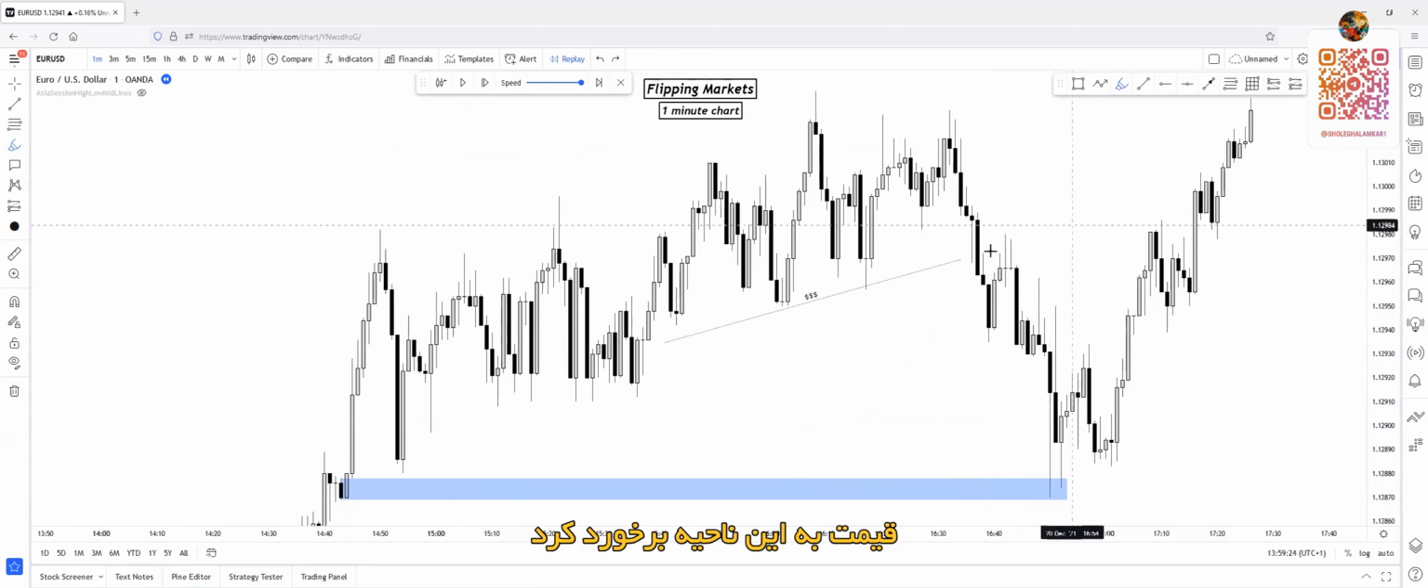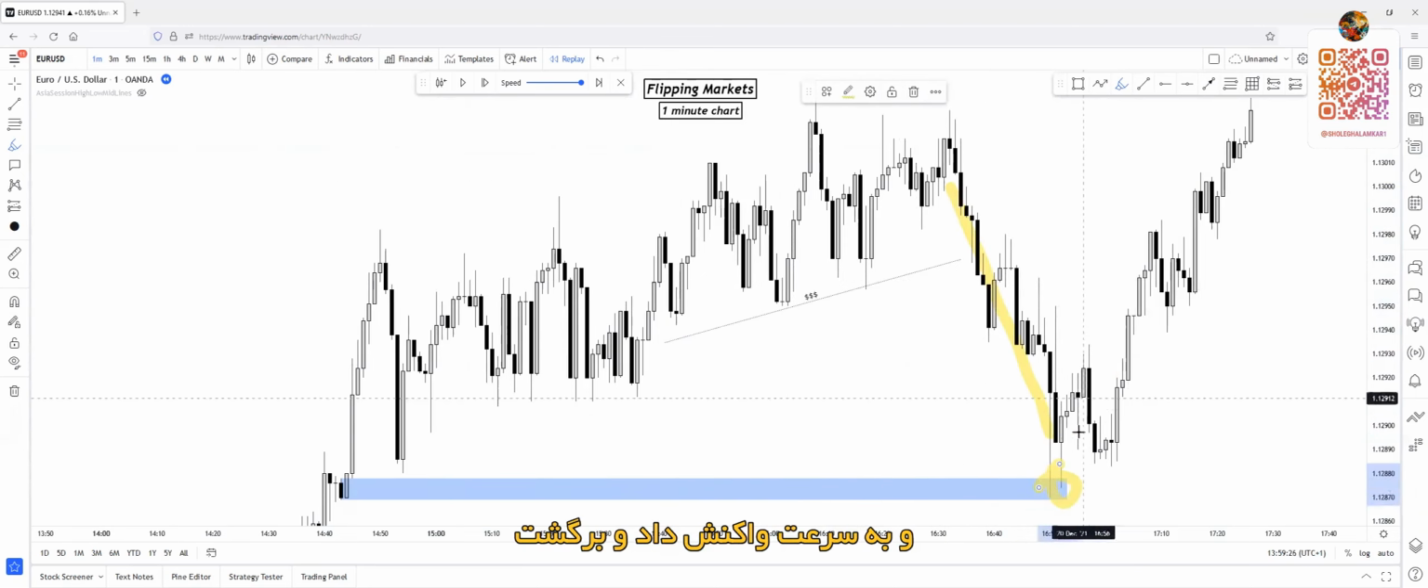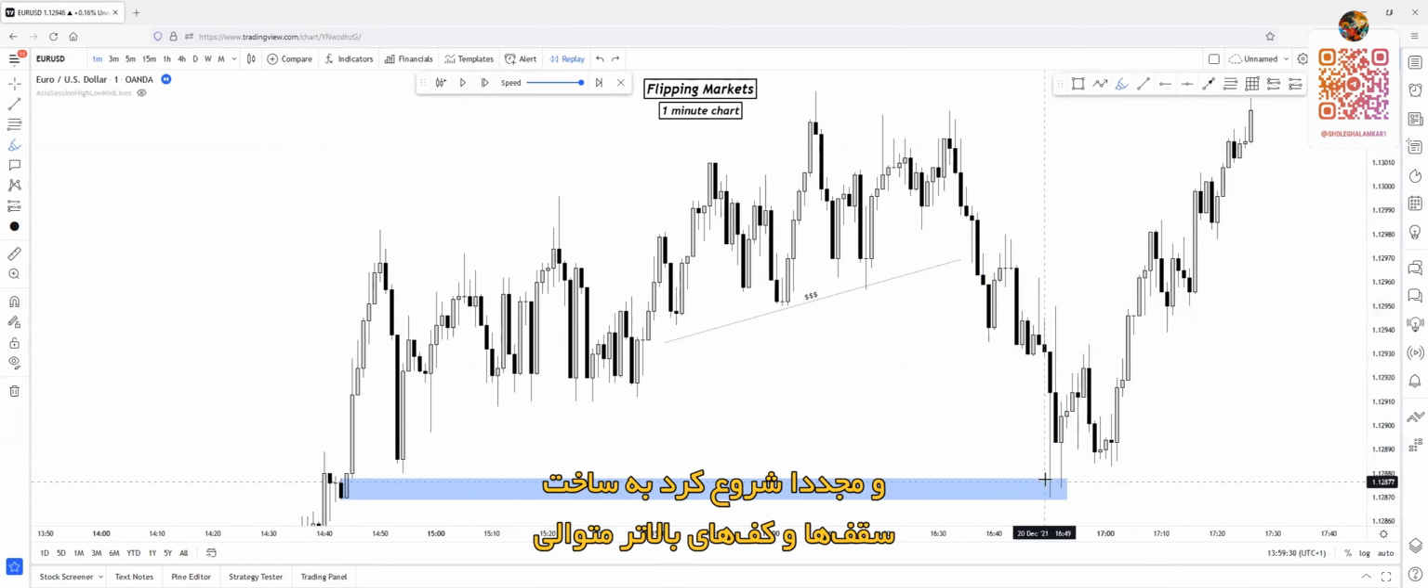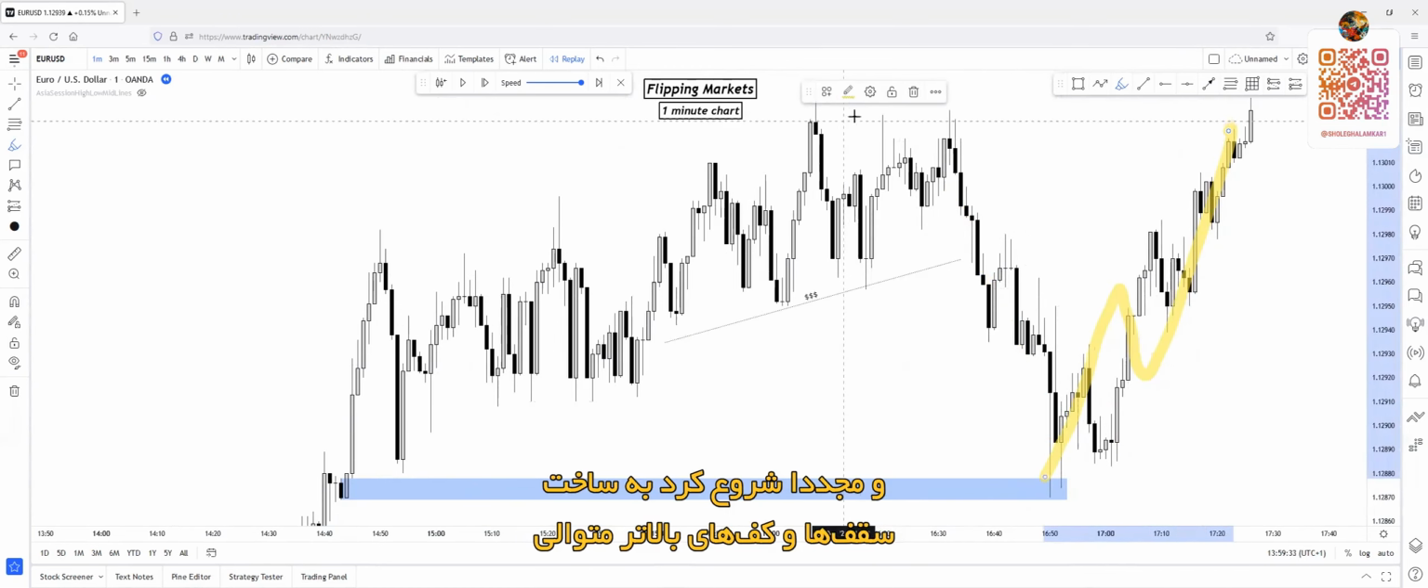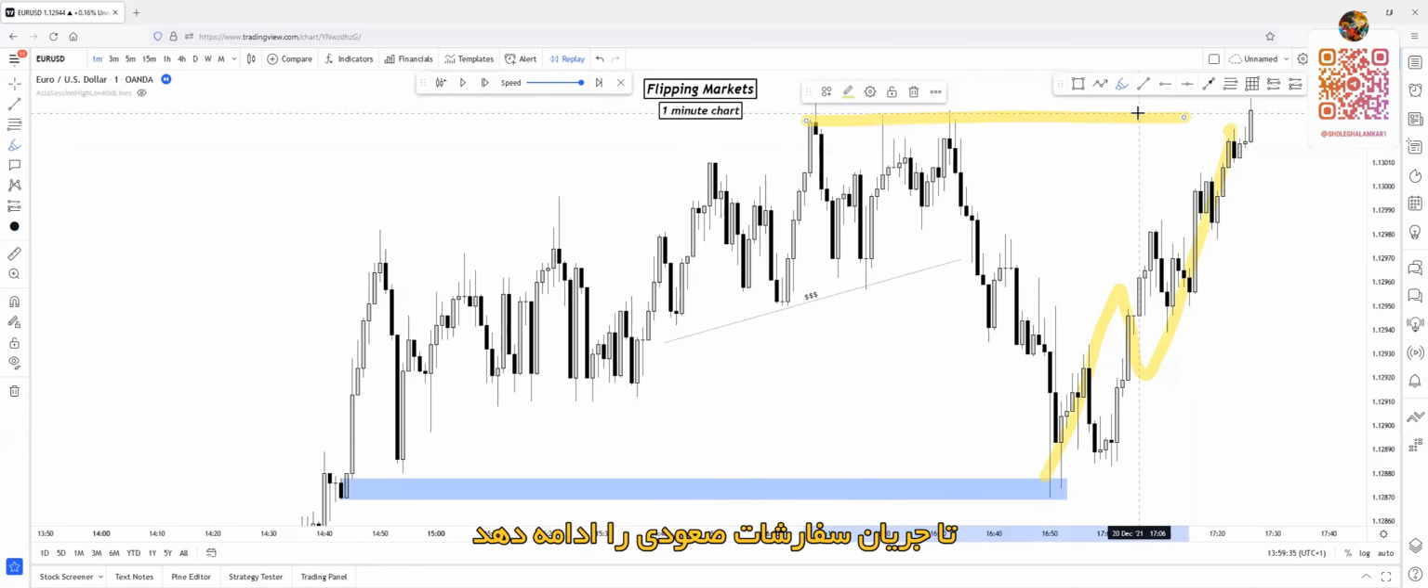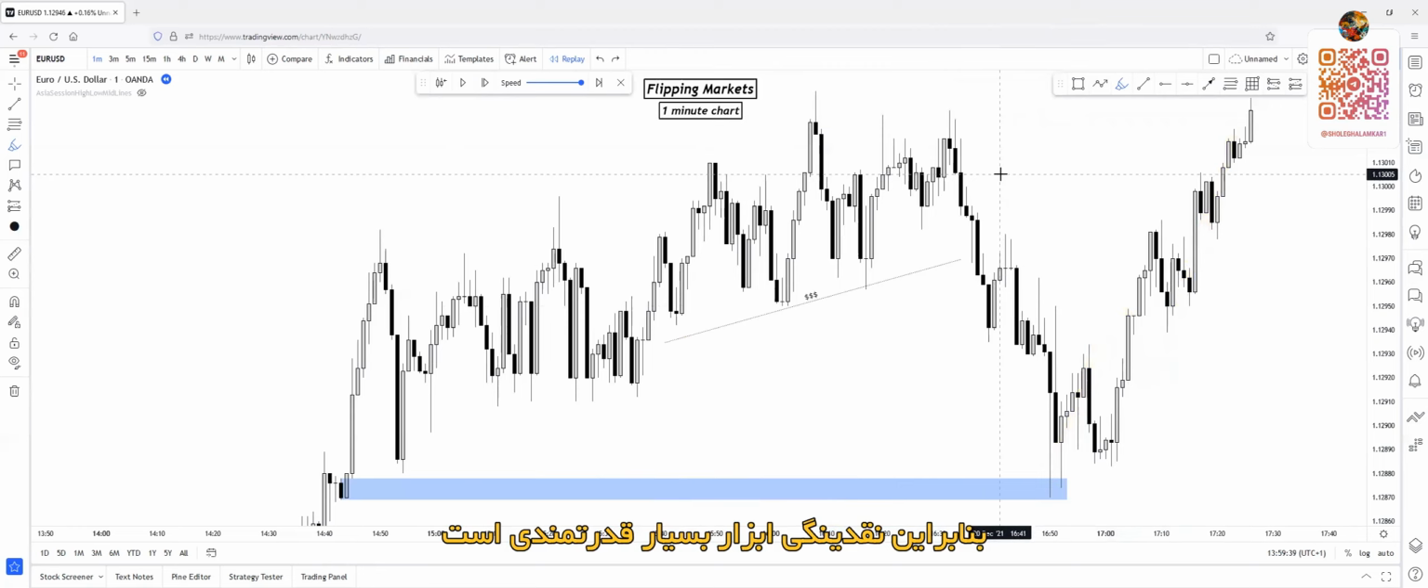So as you can see, this is what happened. Price tapped into this zone. After a tap, it immediately reversed and started to form a series of higher highs and higher lows again to continue the overall bullish order flow. So yeah, liquidity is a really, really powerful tool.